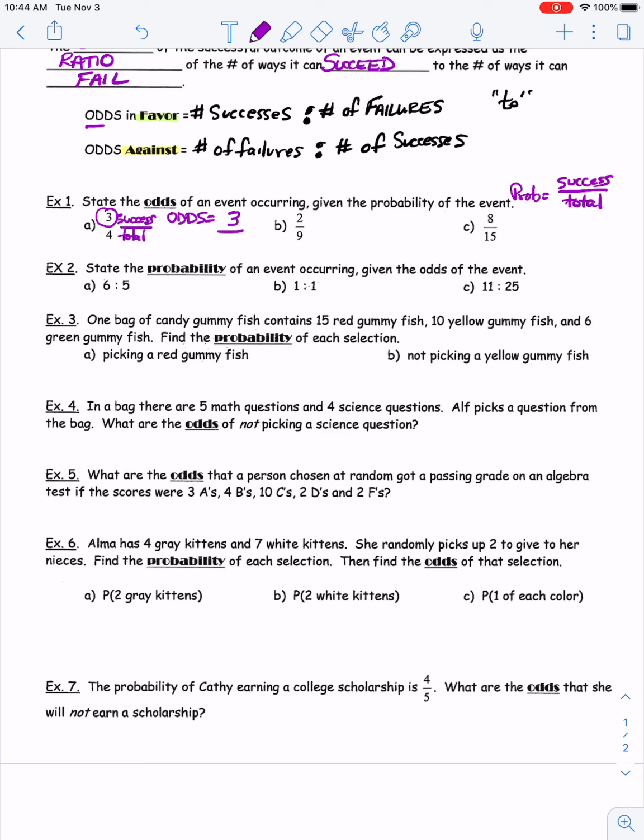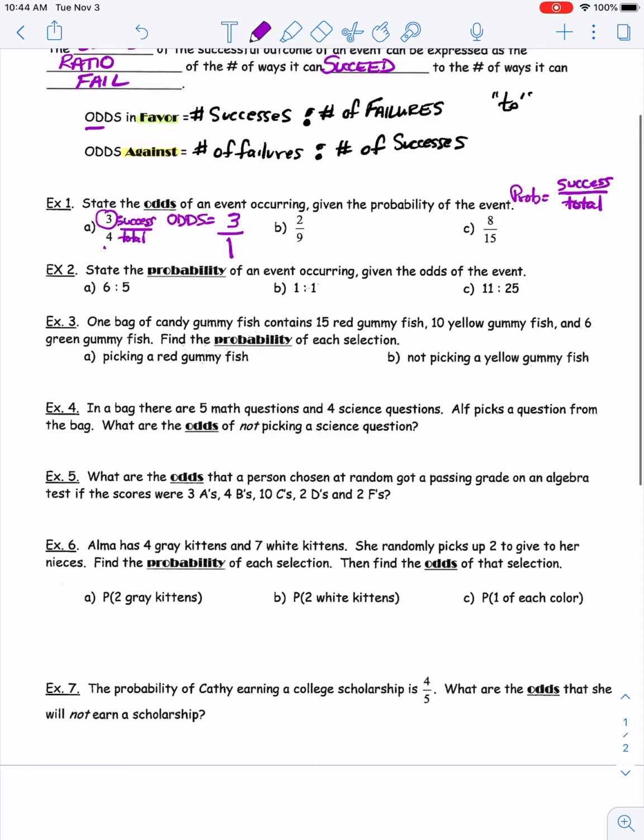If 3 is the success, 4 is my total, 4 minus 3 gives you 1. So the odds are 3 to 1. I did that as a fraction, but you can also write it as 3 to 1. Again, success to total, so the odds, success to failure, are 2 to 7, or 2 over 7. Next one, 15 minus 8 is 7, so we can do 8 to 7, or 8 to 7 as a fraction.